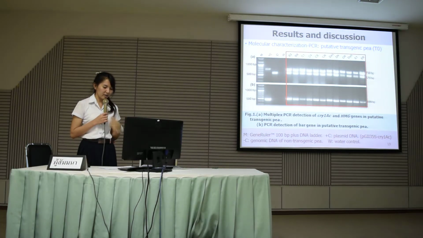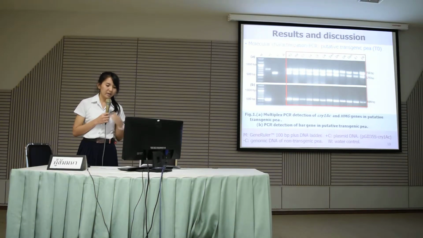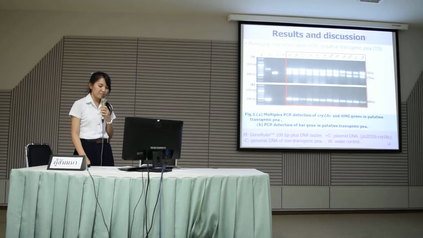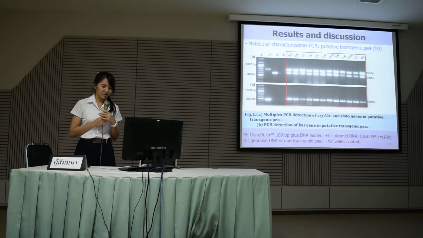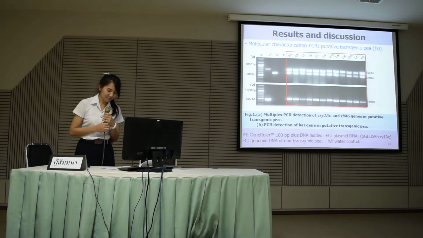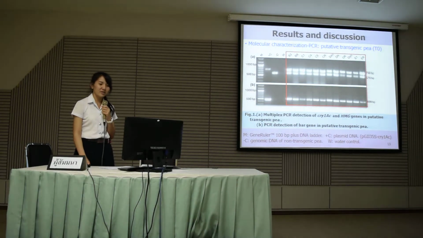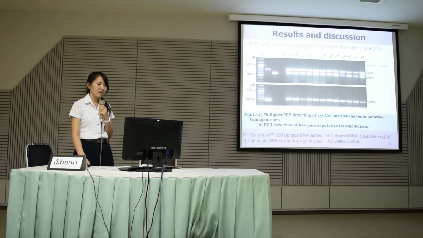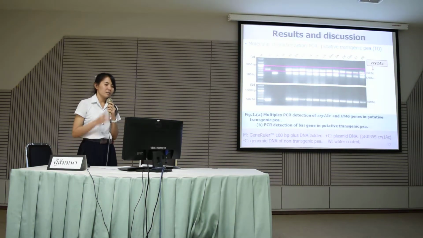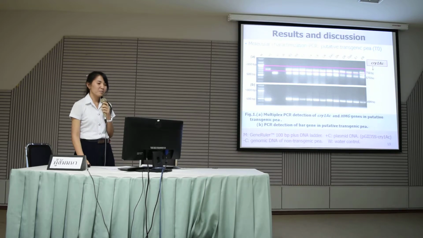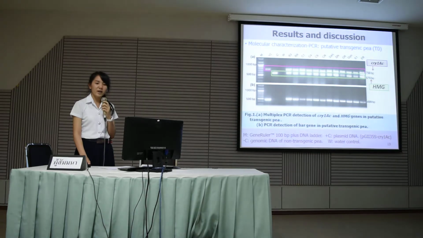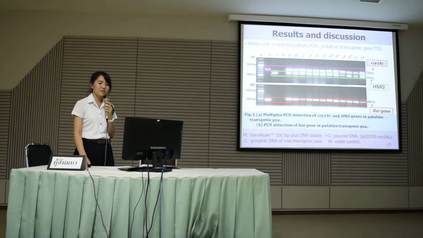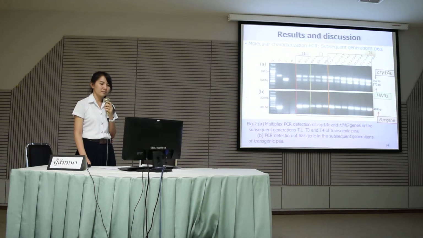In the red box is multiplex PCR of putative transgenic P. The result shows a band of CRY1AC gene in the pink box, in the green box a band of HMG gene, and in the red box a band of bar gene.